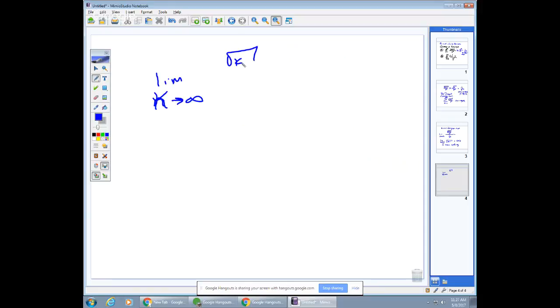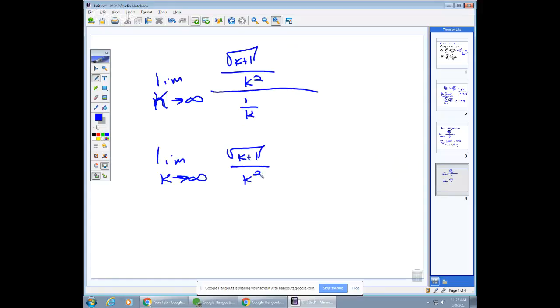So square root of k plus 1 over k squared divided by 1 over k. When I do the algebra on that, limit as k goes to infinity, I get the square root of k plus 1 over k squared times k over 1. So I get to get rid of 1 power of k here. So now I have the limit as k goes to infinity of the square root of k plus 1 over k. What can I do with that? Anybody have an intuition about it?